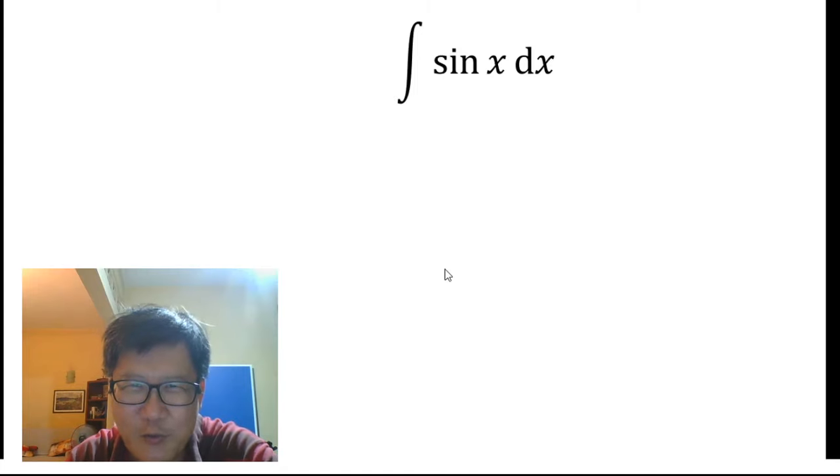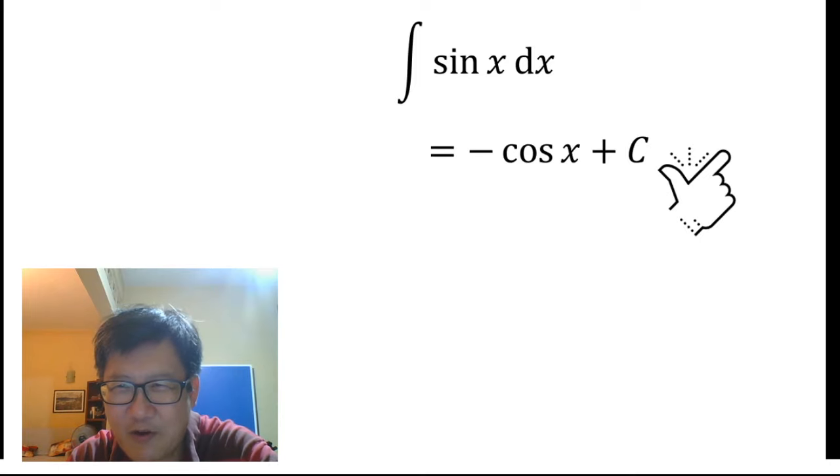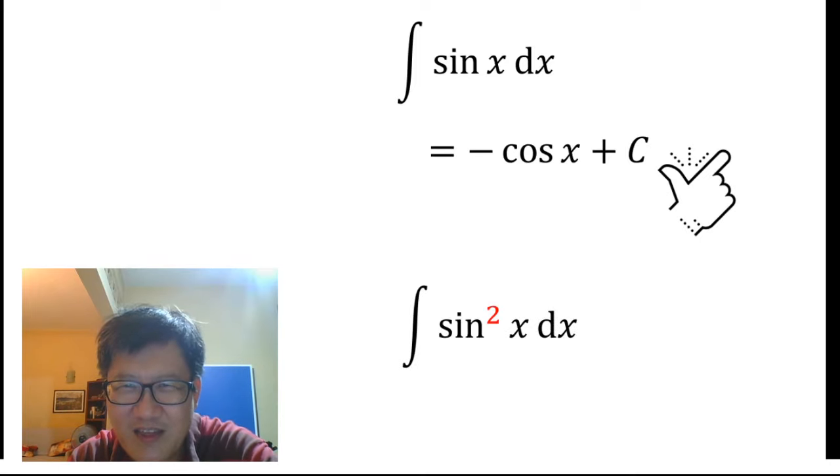Now this is a question that's very familiar to us: the integration of sine x with respect to x. And the answer is, of course, minus cos x plus the arbitrary constant c. This is really simple and we can do this already. Now, this question is a little bit more difficult, and the difficulty stems from the fact that we have a square here. This is the source of the difficulty.